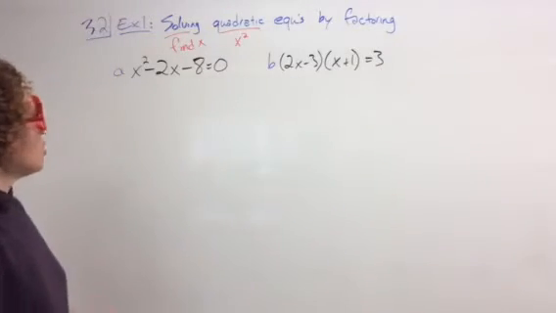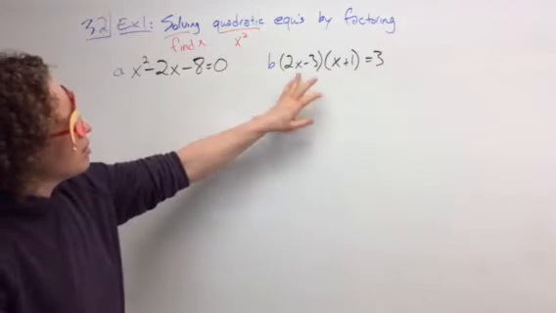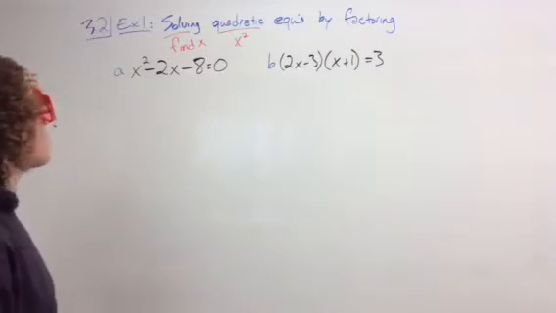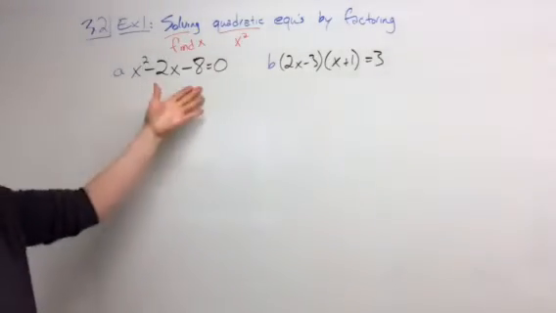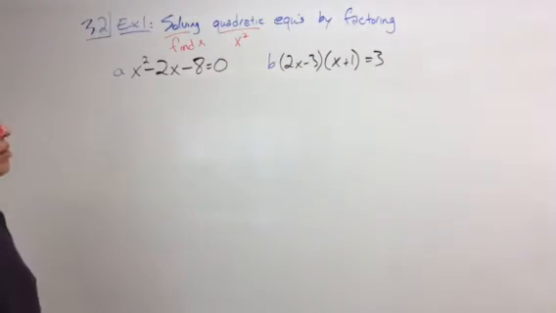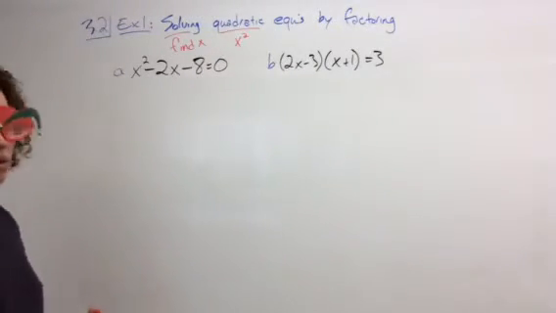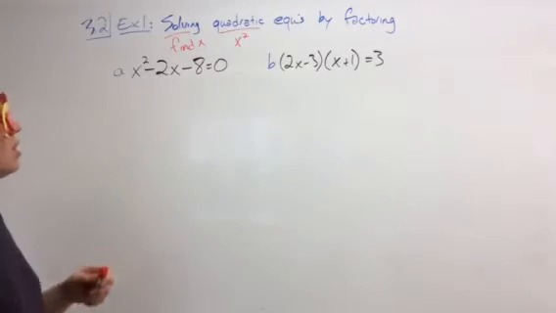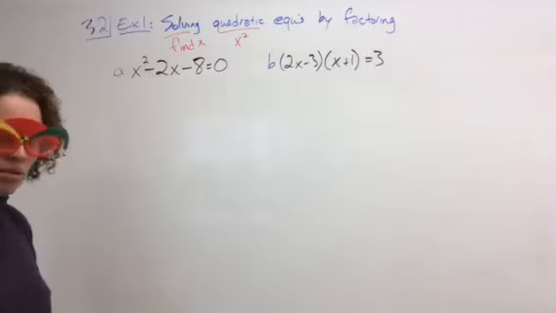Okay, these two are both quadratics because we have an x squared and we have an x times an x, which is going to give us an x squared. So we can continue. Now the first one is just a normal trinomial and they've made it equal to 0. So if it's equal to 0, then that means we can factor it and then set the brackets equal to 0. I'll show you what I mean.